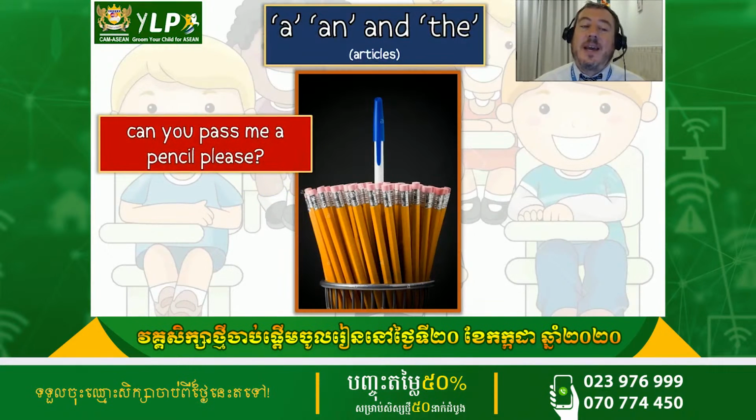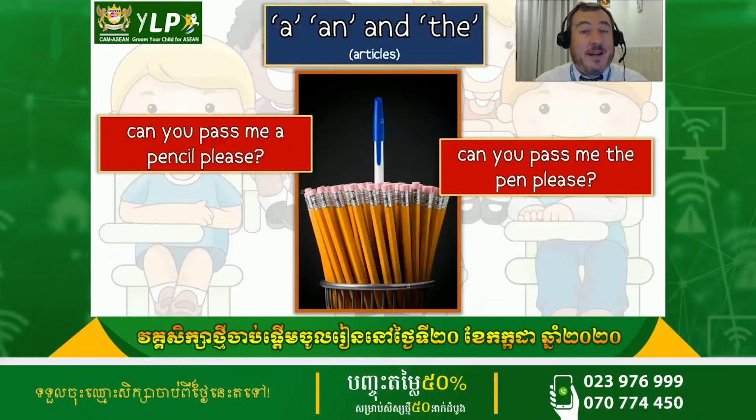So we might say, can you pass me a pencil, please? That means there are many pencils. Could you pass me one of many pencils? Any pencil, it doesn't matter. I don't mind. Could you just pass me a pencil? But about the pen, because there's only one pen, we would not say, could you pass me a pen?